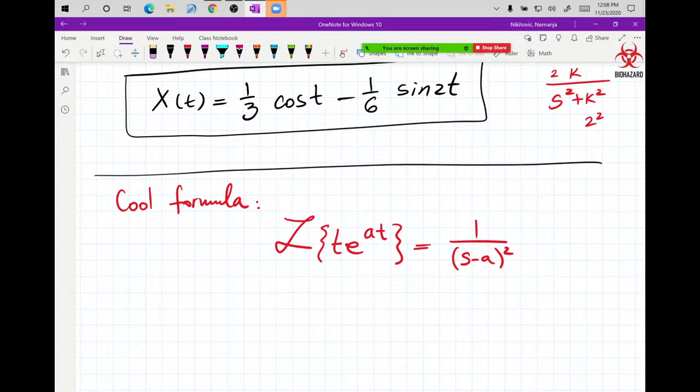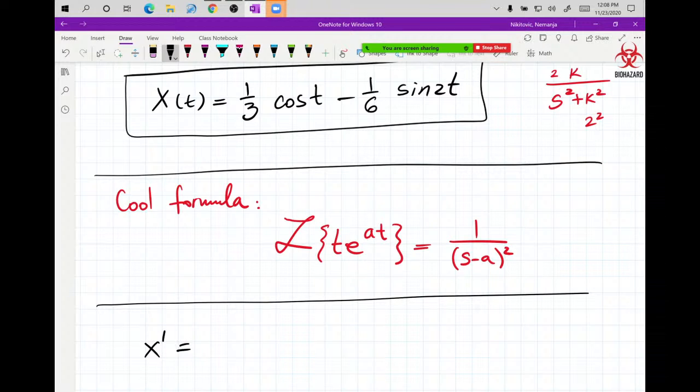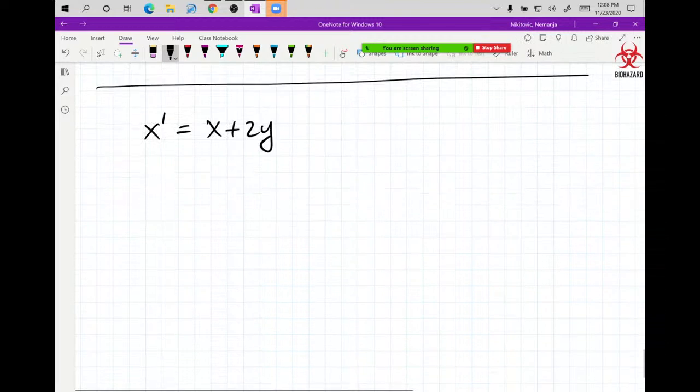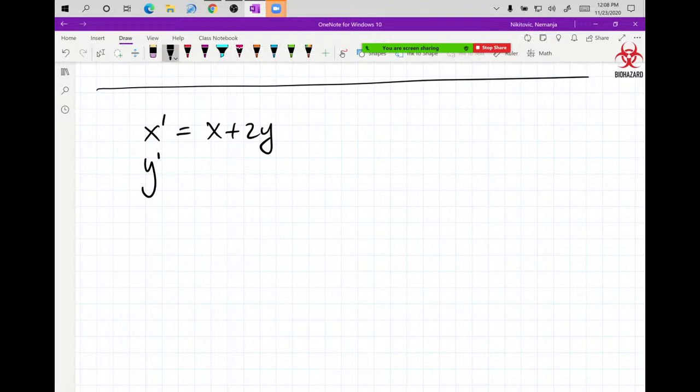Now let's take a look at another exercise from homework. How about one of these systems? x prime is equal to x plus 2y, and y prime is equal to x plus e to the negative t. Well, that was nice and evil. So x of 0 equals 0, y of 0 equals 0.